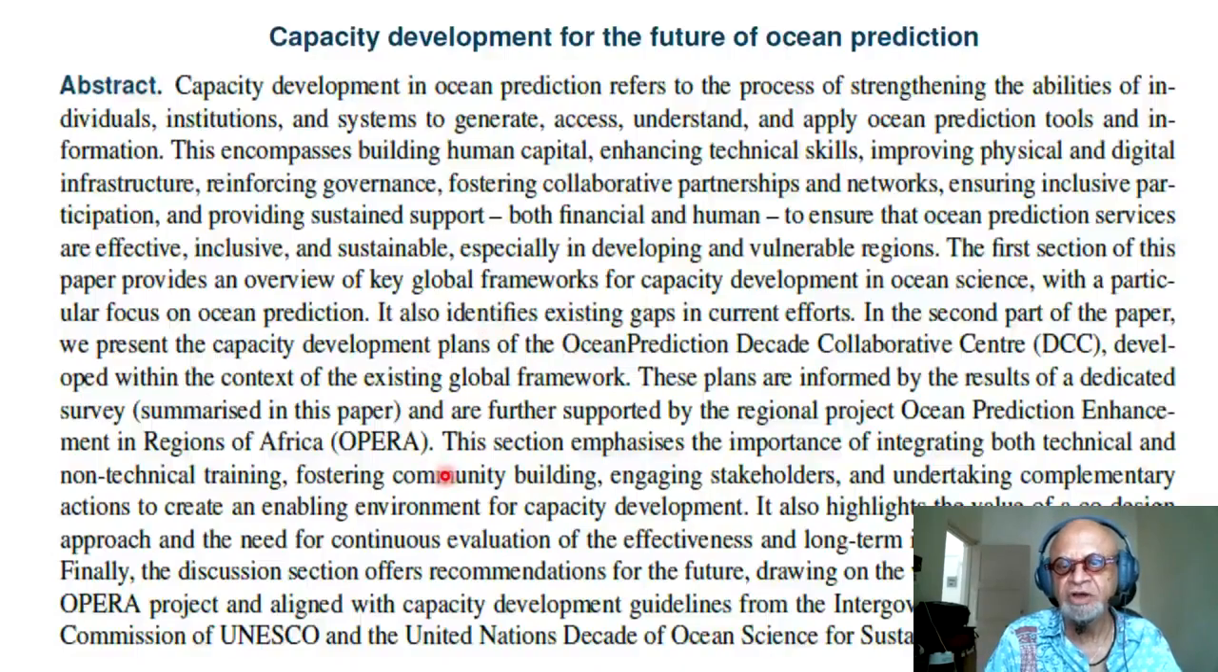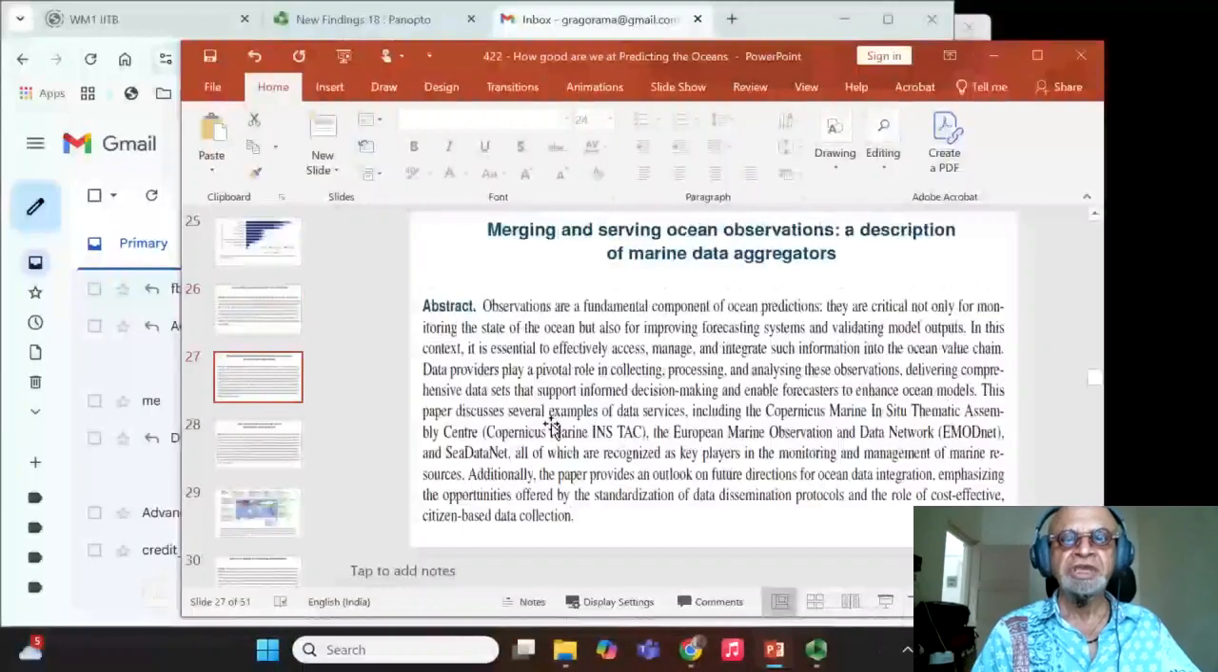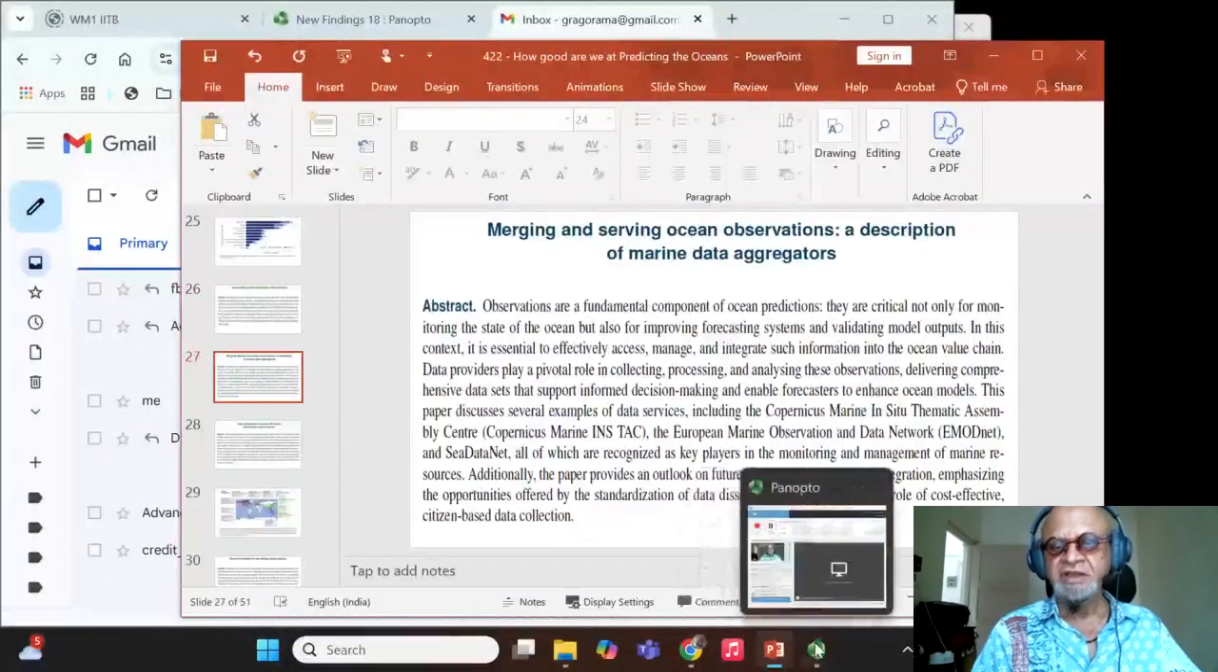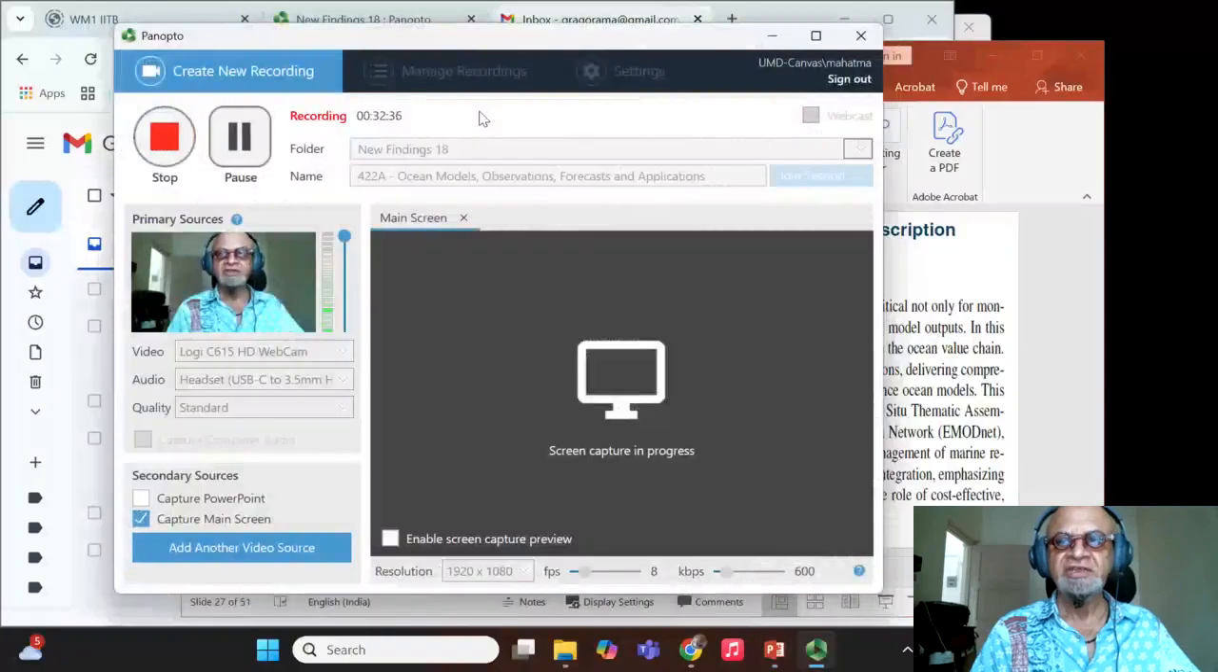So there are varied details on ongoing efforts in Africa. It's called Ocean Prediction Enhancement in Regions of Africa, OPRA. So, nice acronym. Africa always is a good place to start in terms of pilot efforts to see how well your capacity building is actually working, because Africa desperately needs help in all these matters.